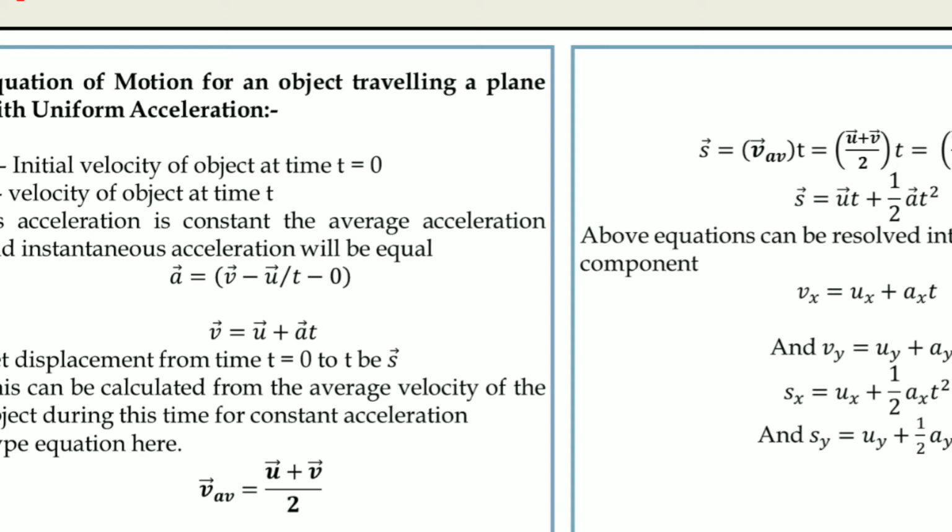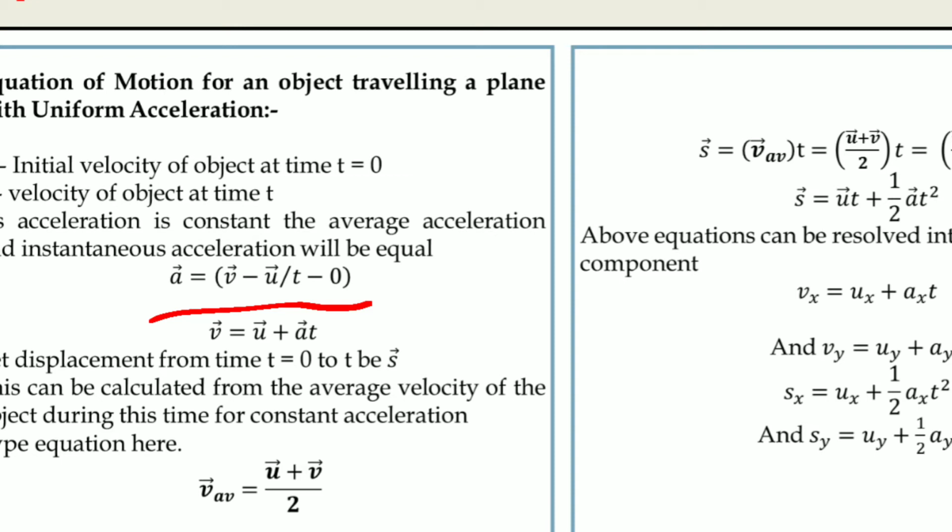So what are we going to find out here? The equation of motion for an object traveling in a plane with uniform acceleration. If acceleration is uniform, instantaneous as well as average acceleration will be equal, so we are going to take only one acceleration, either one, but both are equal. So a bar is equal to v bar minus u bar divided by t minus 0. Here, what is v?